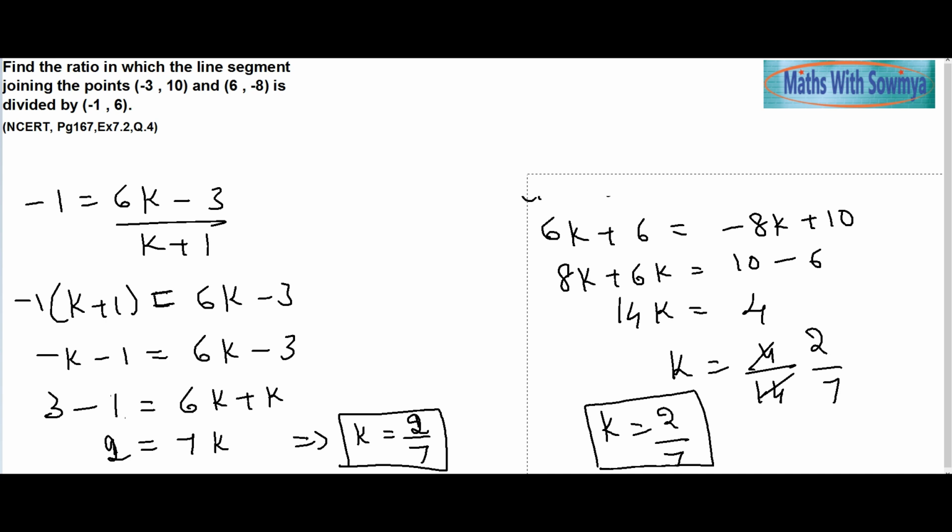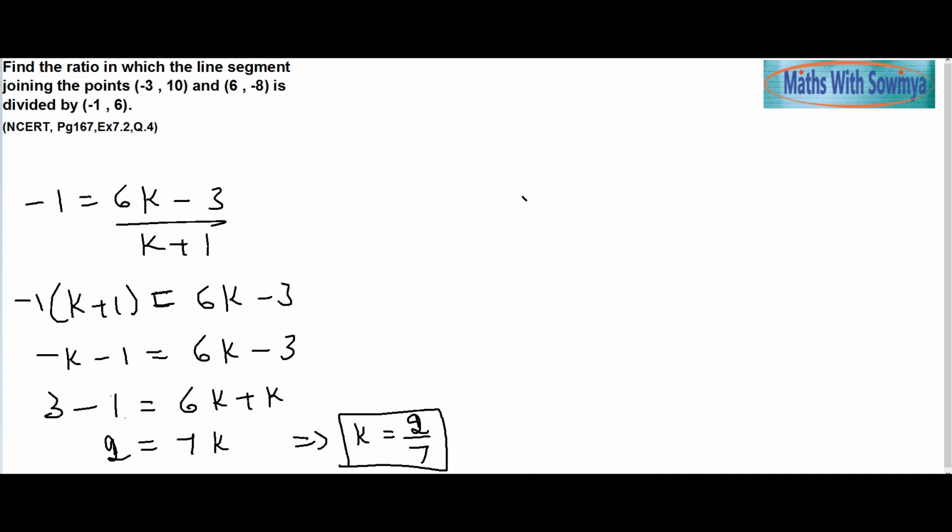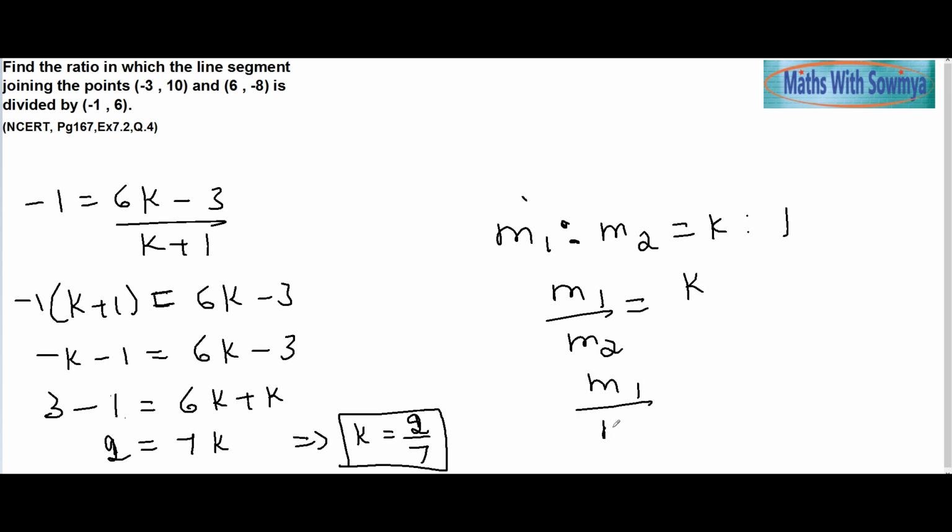So, what is M1 is to M2 we have? M1 is to M2 is K is to 1. So that means M1 by M2 is nothing but 2 by 7. Hence, your ratio M1 is to M2 is 2 is to 7.